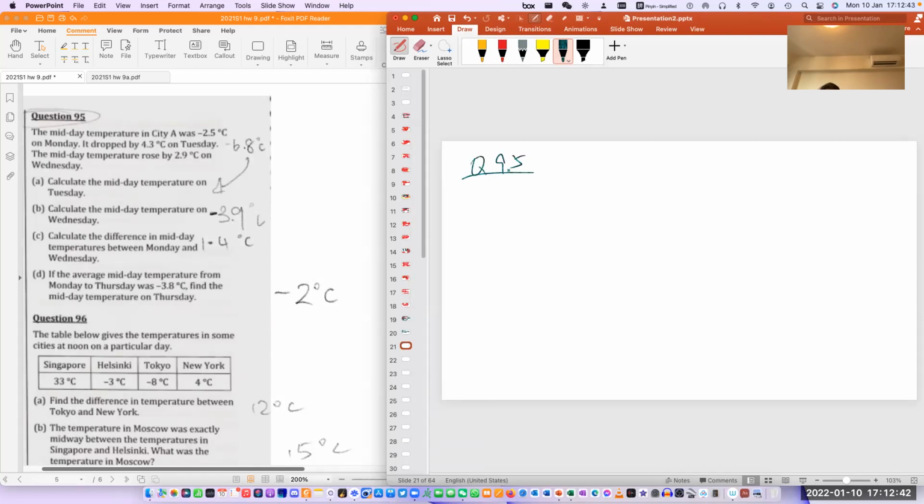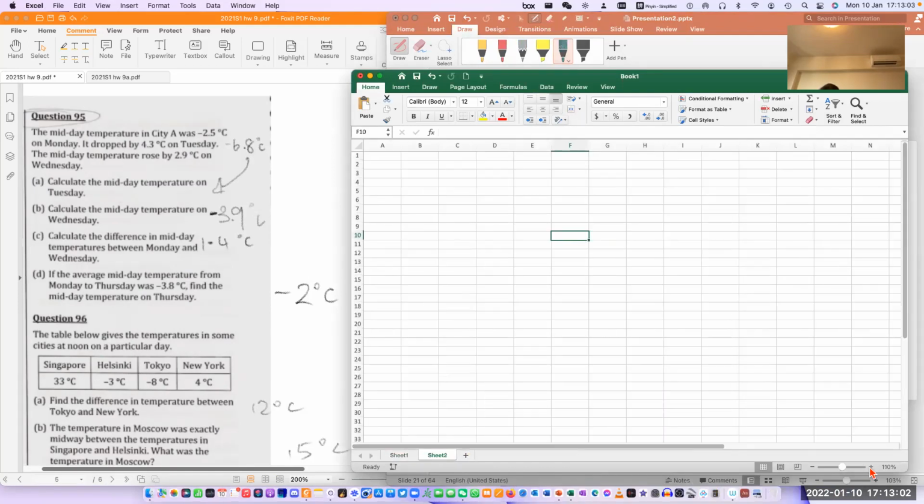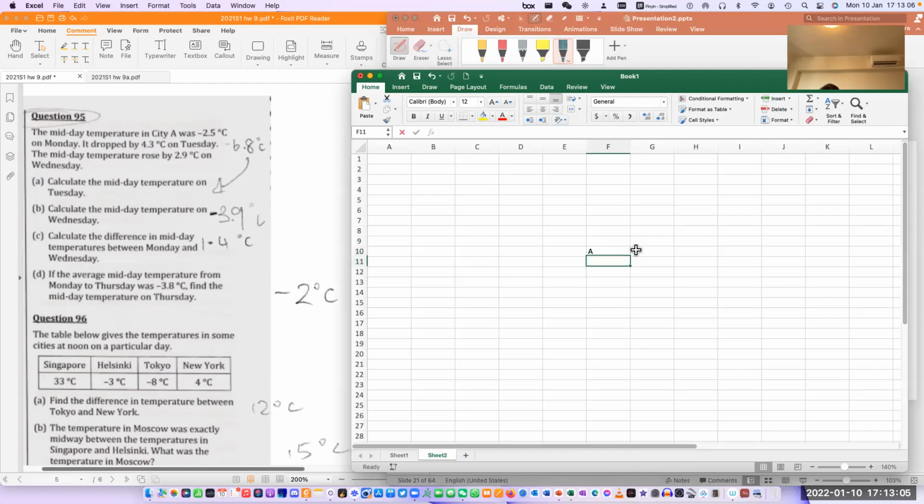So it says the midday temperature city A, Monday, is negative 2.5 degrees Celsius. And it dropped by 4.3. Okay, so seems like I need to use a calculator. So I launch my Excel. All right, so city A, midday temp. And you have negative 2.5, negative 2.5. Okay, good. And this is Monday.